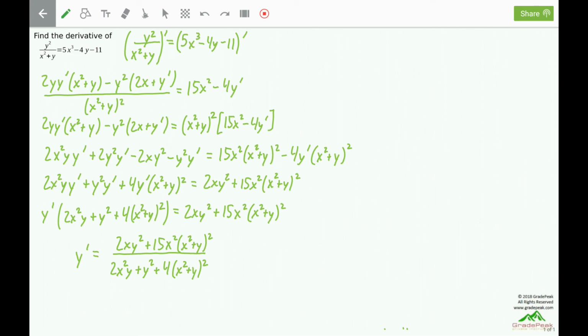There's no common factors in the numerator or denominator that we'll be able to cancel once we factor them out. So that is the simplified version of the derivative y prime.